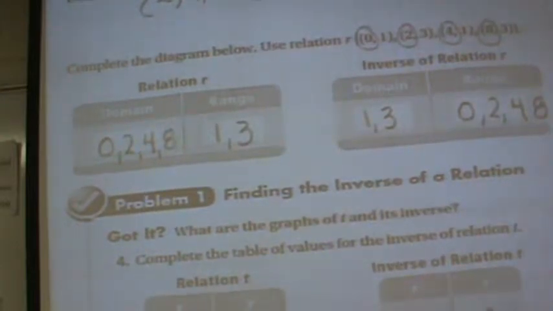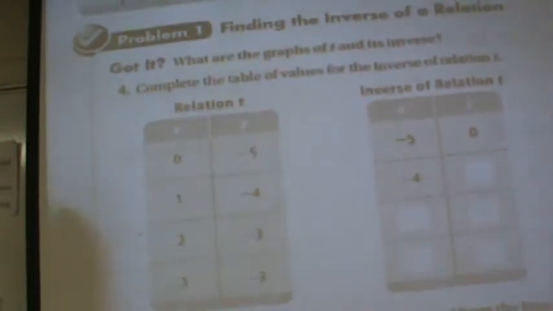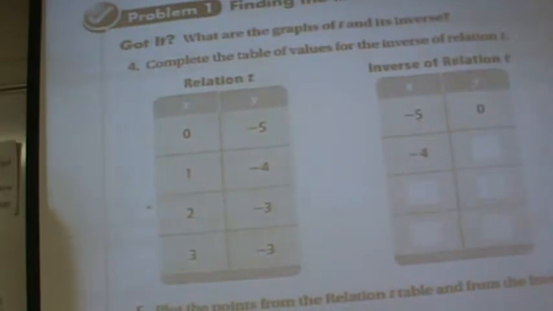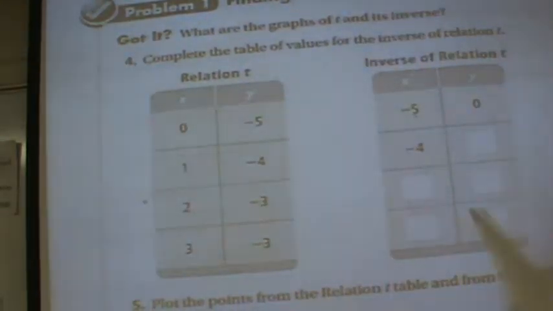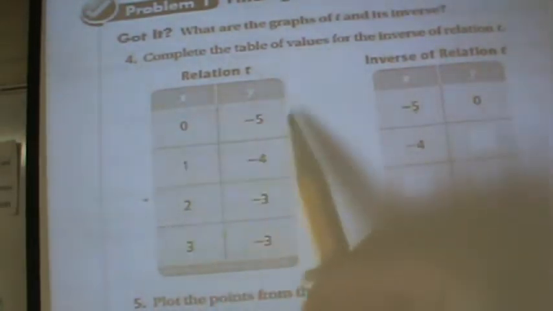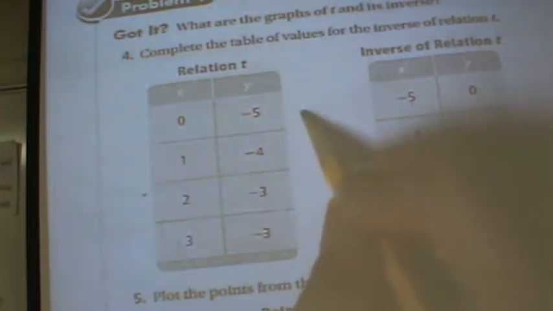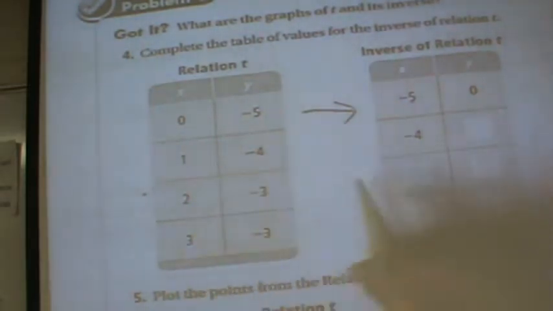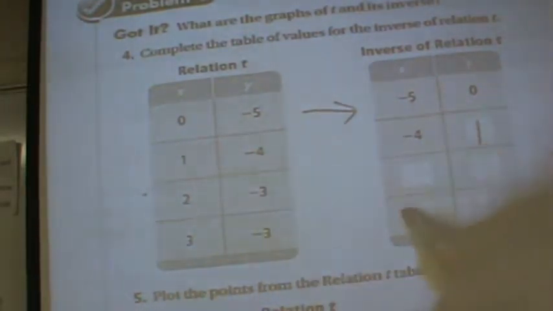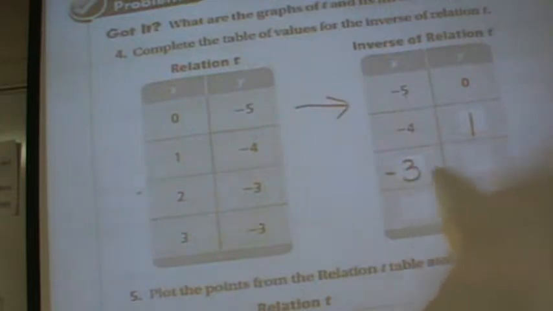Now, check out this next example, problem 1, finding the inverse of a relation. So here's a relation, this is called T. Each ordered pair has an inverse. So the inverse of 0, -5 is -5, 0. What's the inverse of 1, -4? -4, 1. How about the next one? -3, 2. And then -3, 3.